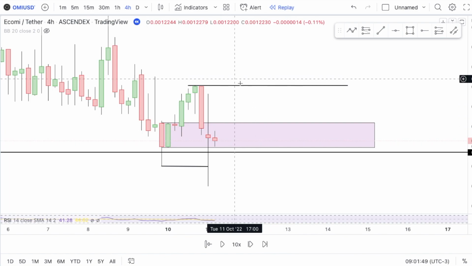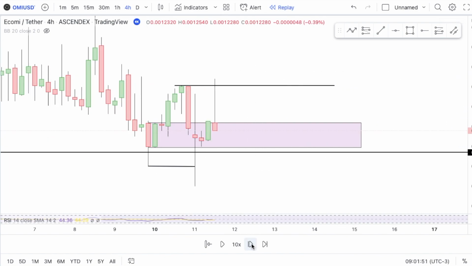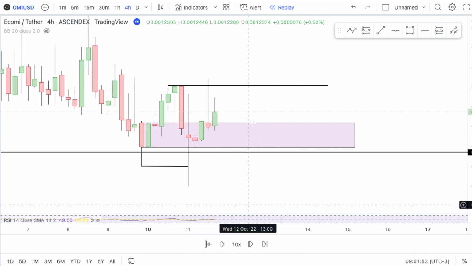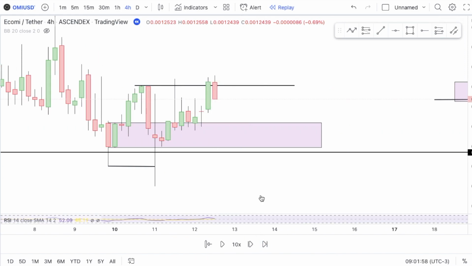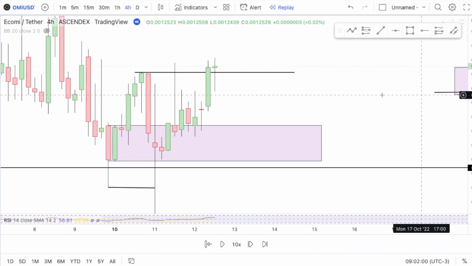So right here, we're waiting for structures to be broken. Once structure is broken, we're going to be targeting towards new levels. That is a break, but I do like to see the bodies break above structure, guys. So we're going to wait until bodies come out, and there you go. That is the break of structure.